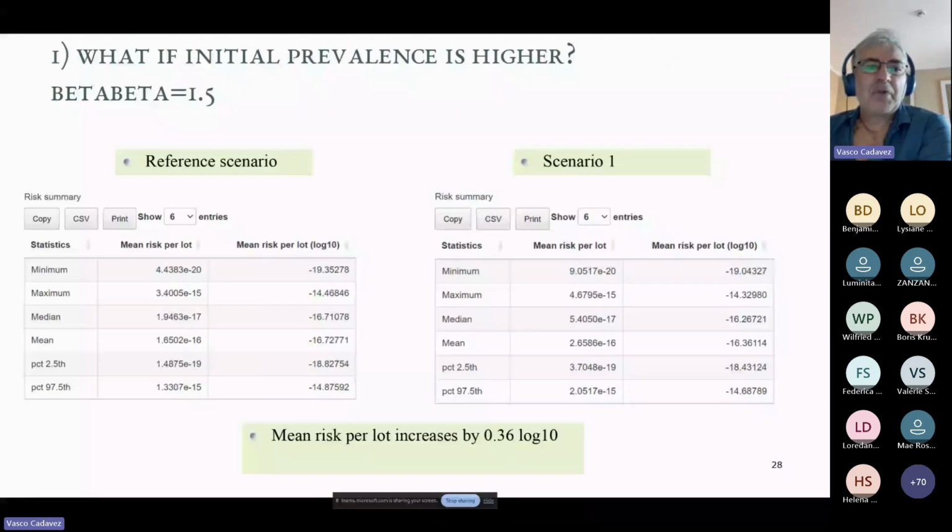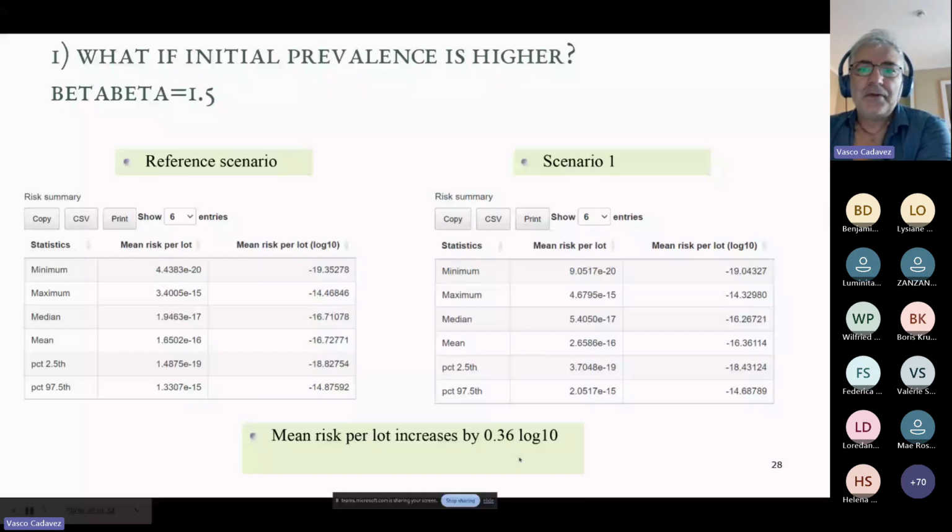For the first scenario, we double the contamination at the production level. So the reference scenario, take a look at the median risk or mean risk, and in this scenario, you can see the risk per lot increases 0.36. There is no big change in this case. A small increment in the risk.